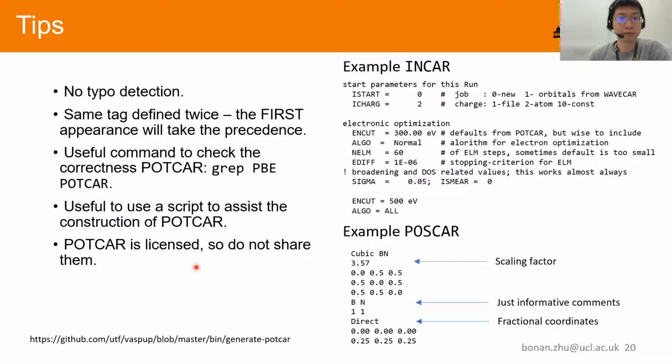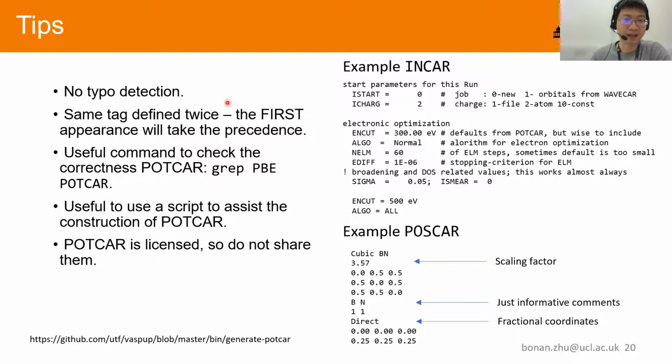So, some tips and some examples. Here's an example INCAR, and you have these parameters specified with capital letters followed by an equal sign and some values afterwards. An important thing to keep in mind is that there is no typo detection. If you make a typo, who knows what would happen? It may read the parameter into the wrong parameter.